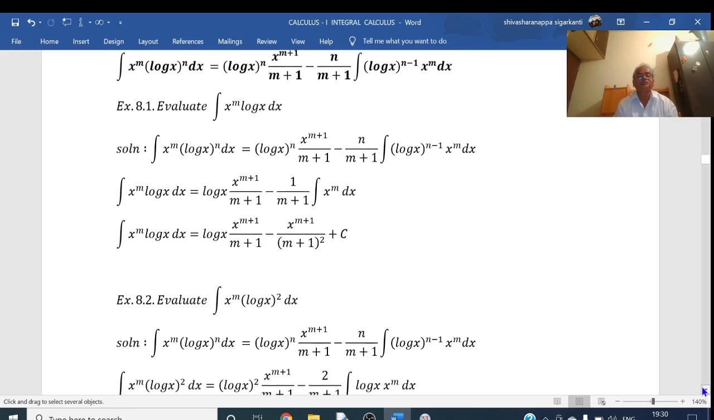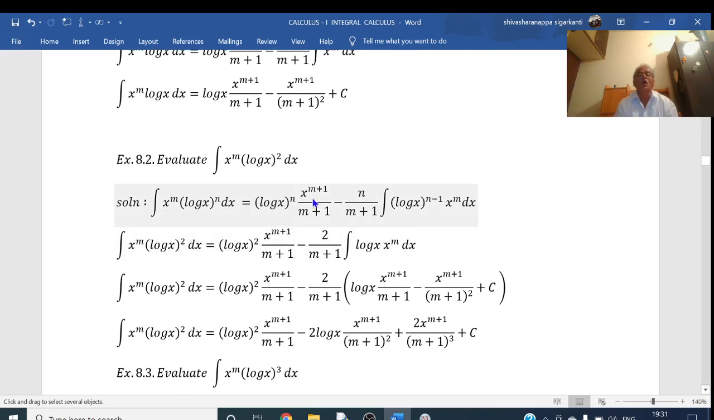Second example, x raised to m into log x square dx. So this is our reduction formula. Here we have to put n equal to 2. If I put n equal to 2, then this becomes log x square into x raised to m plus 1 by m plus 1, this as it is, minus n by m plus 1, that is 2 by m plus 1, into log x to the power of n minus 1, log x to the power of 2 minus 1 is log x, into x raised to m dx. This is equal to log x square into x to the power of m plus 1 divided by m plus 1 as it is, minus 2 by m plus 1 as it is.